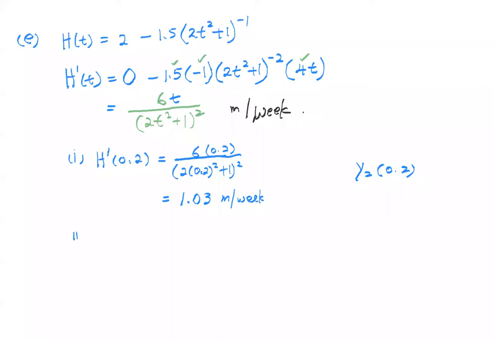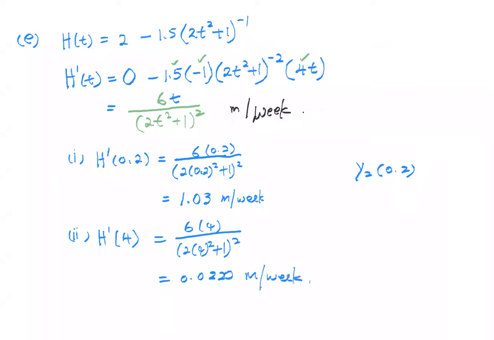Okay, part 2. Same thing. 4 weeks. So H prime 4 equal to 6 times 4. Divide. You just put in the number. Then you call out your Y2 again. So what is the answer? 0.02220. Okay, so the growth rate becomes smaller and smaller, but it's still positive.